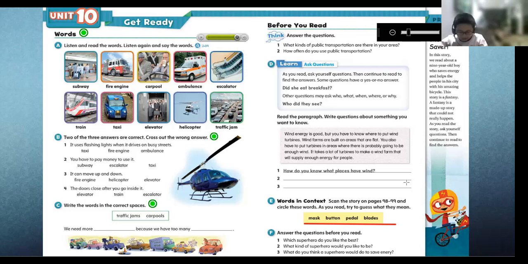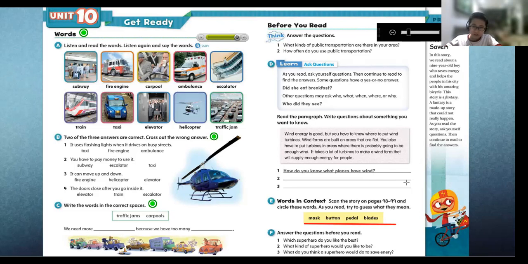Okay, and how about button? Button is the thing we click on. And how about pedal? I don't know. You don't know what pedal is? Okay, you can look for the meaning of that word, and then you will discuss it in your next class. And how about blades?